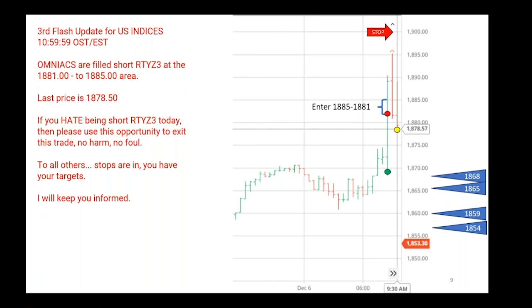So you see that he reminded us where we were filled and what the current price is at the yellow dot. And this was a chance. If you didn't want to be in, this was your good chance to get out and not take a loss.